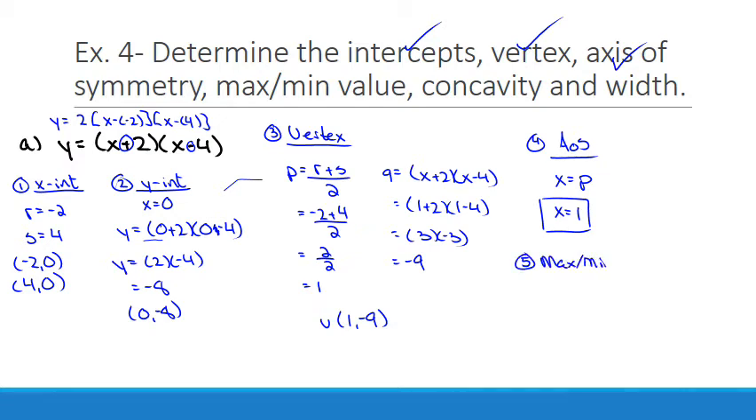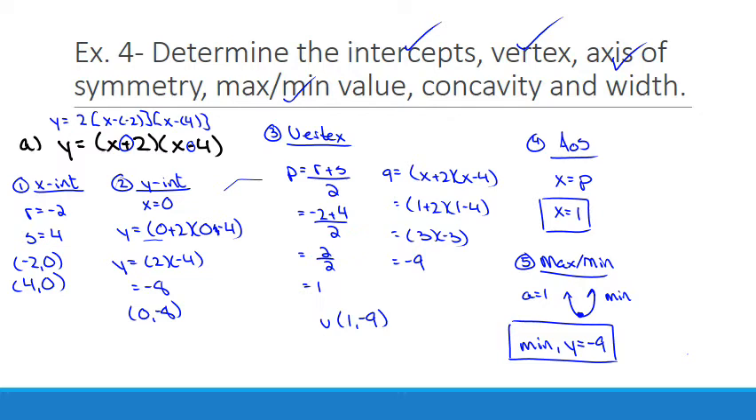So max min. It's nice to have a sketch of what's going on here. My a value is 1 in this question, meaning I have a smiling parabola. The a is positive, so you're happy. It's smiling, meaning your vertex must be at the bottom, which results in a minimum y value. There is a lowest y value. So we have a min value, and that minimum value is whatever the y coordinate of your vertex is. So y equals negative 9. But again, you need to know whether the parabola is opening up or down.